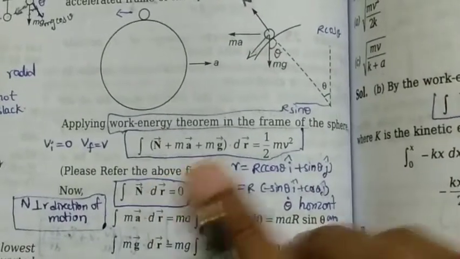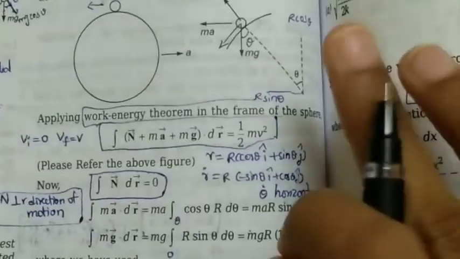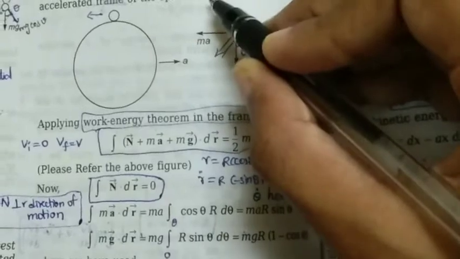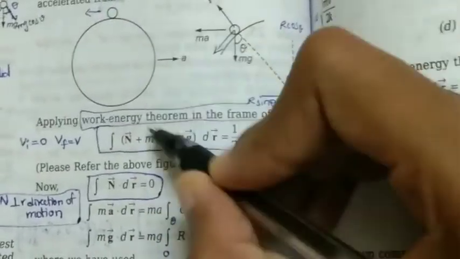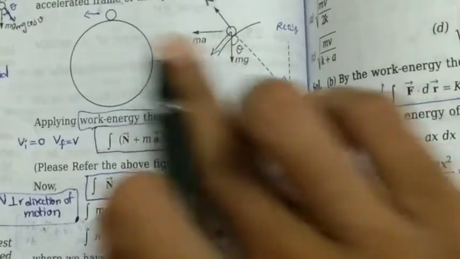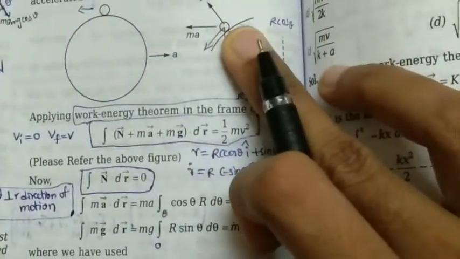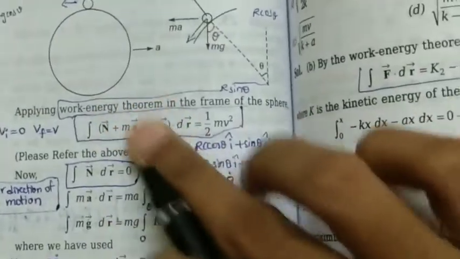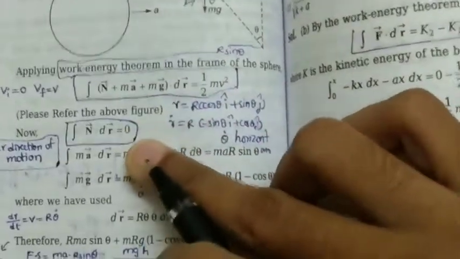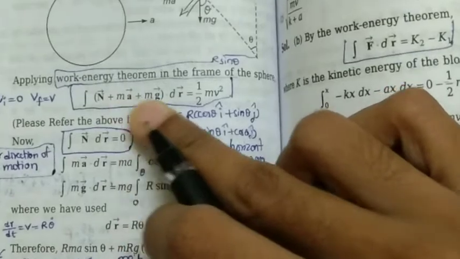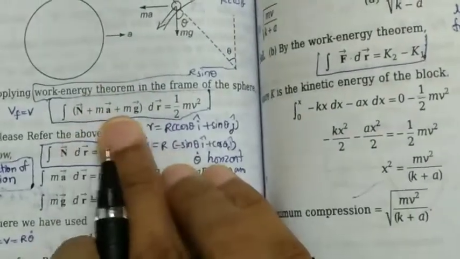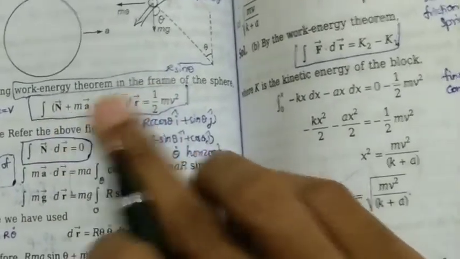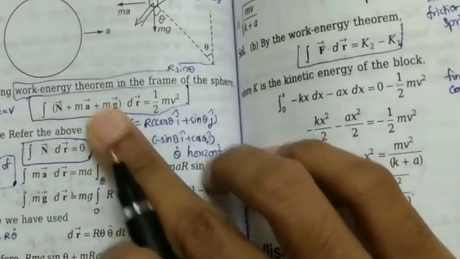So here, half mv square is the energy of the particle, and f is the sum of all the forces acting on the particle. The normal force is in this direction, so N, and ma is in the opposite direction. If it moves to the right side, the pseudo force would act to the left side. And the gravitational force, that is the weight of the object, acts vertically downwards. So the integration of the sum of all those forces dot dr equals half mv square. If we split this, we have the integration of N dot dr plus the integration of ma dot dr plus the integration of mg dot dr.